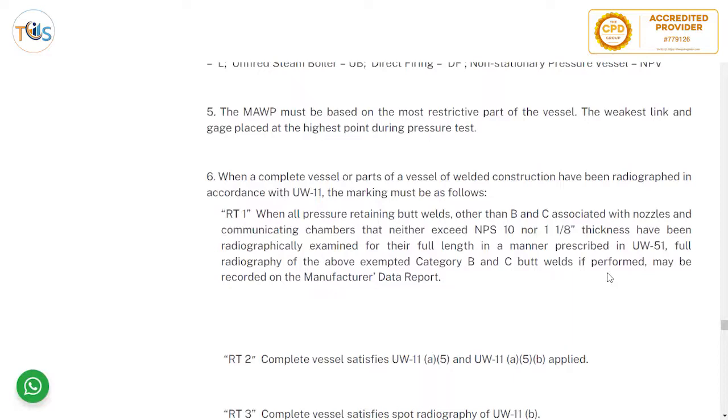When a complete vessel or part of the vessel of welded construction has been radiographed in accordance with UW-11, the marking shall be as follows. RT1, when all pressure retaining butt welds other than Category B and C associated with nozzles and communicating chambers that neither exceed NPS 10 nor 1 1/8 inch thickness have been radiographically examined for their full length in a manner prescribed in this code. So full radiography of the welds is RT1. The exempted Category B and C butt welds, if performed, may be recorded on the manufacturer's data report.